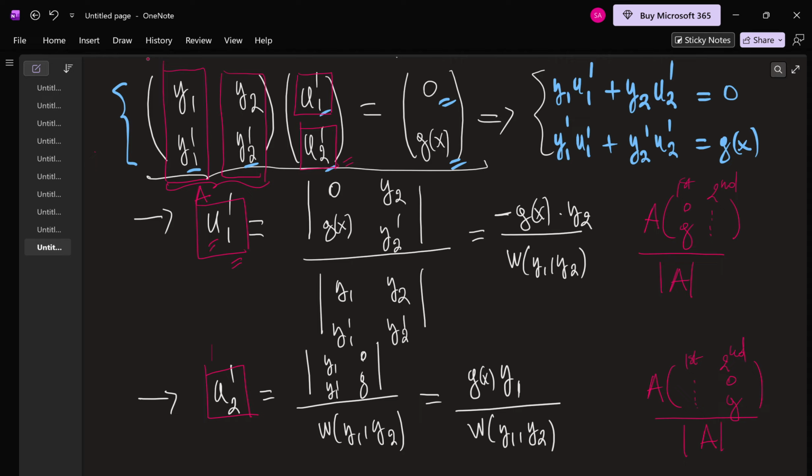Okay? And in this case the determinant happens to be the Wronskian. Y2, and the same thing here. It is the Wronskian. Okay? So in this way we compute the first unknown and the second unknown. Does that answer the questions? Do you understand now how to apply Cramer's rule?